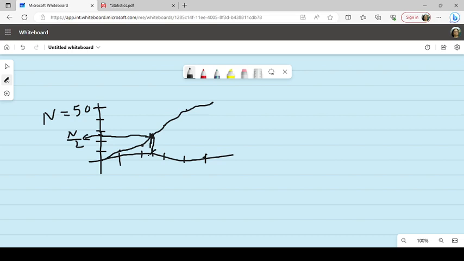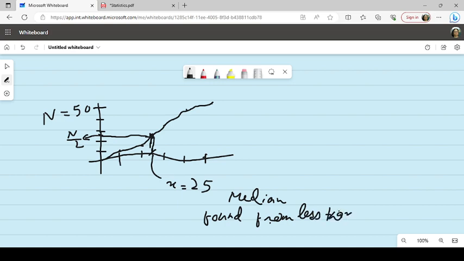So this is a point. Now this is 10, this is 20, so it may be 25. So this is approximately x equal to 25, and 25 is the median. It is the median found from the less than ogive graph.